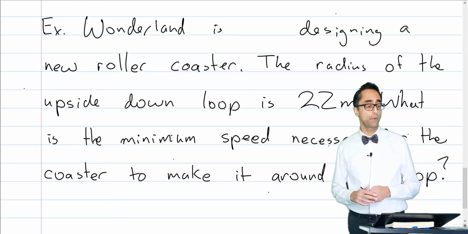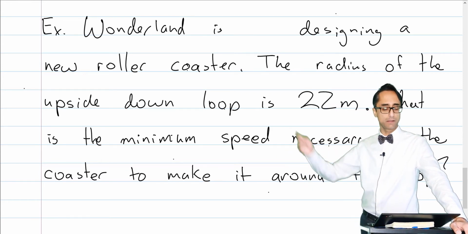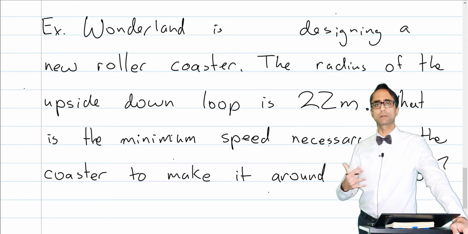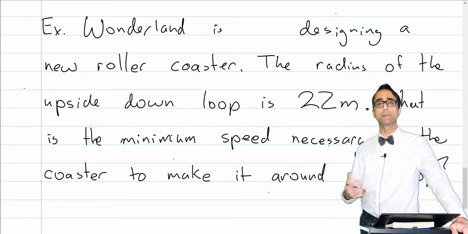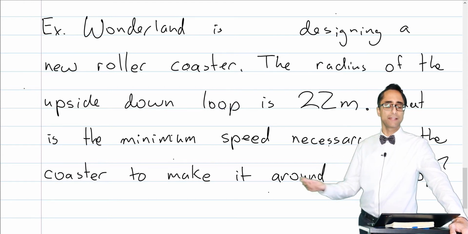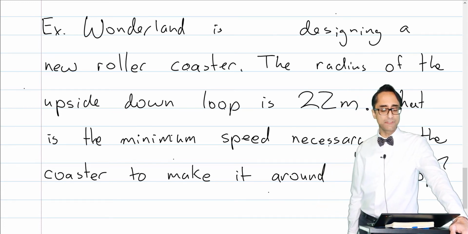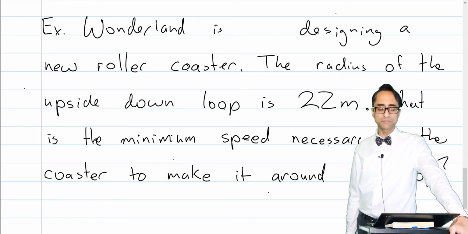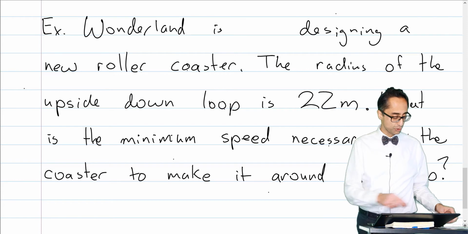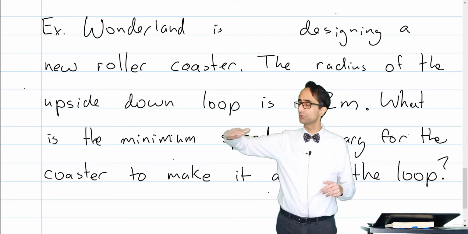Okay, so let's try this problem out. It says that Wonderland, and for those that don't know, that's Canada's Wonderland, the biggest theme park in Canada. And every year, not every year, but often they come up with brand new gigantic roller coasters. And so in this particular example, Wonderland is designing a new roller coaster. The radius of the upside down loop is going to be 22 meters. So what is the minimum speed necessary for the coaster to make it around the loop? Okay, this is great. This is super important information. So we're going to have ourselves a loop in a roller coaster. Everyone knows what a roller coaster is. It's like a little train.